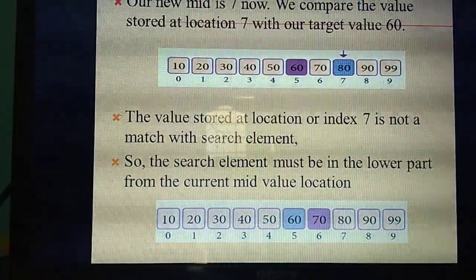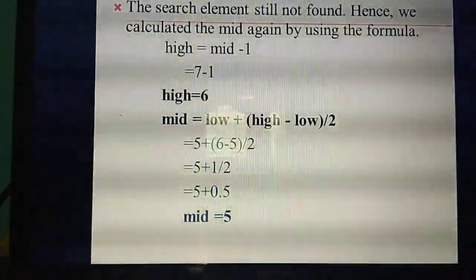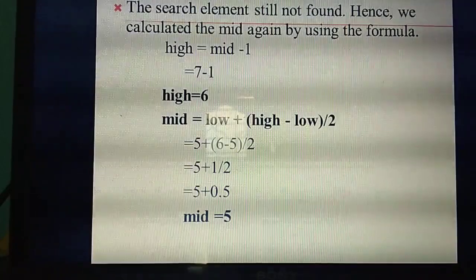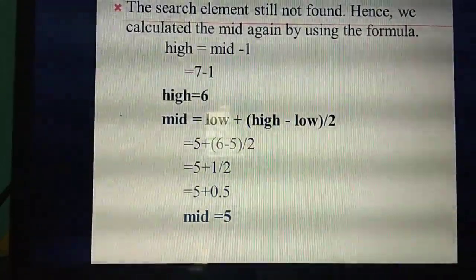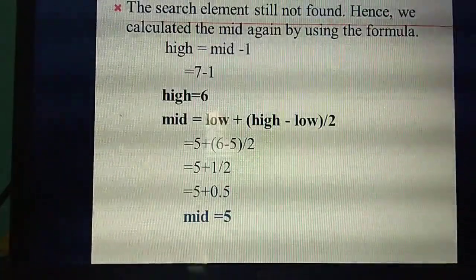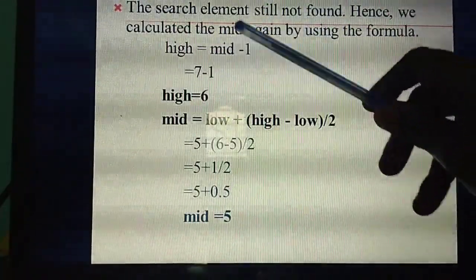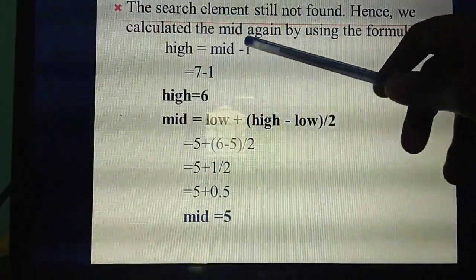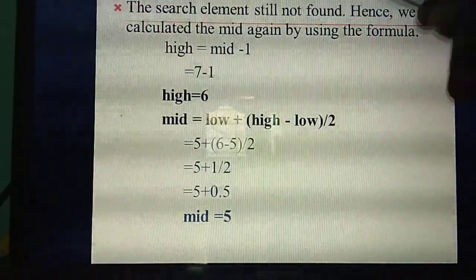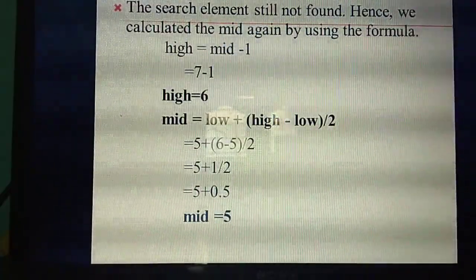Understand? Listen. If the search element is greater, then in the place of low you change the formula: low equals mid plus 1. But if the search is on the left side, that is, smaller, which one do you need to change? High equals mid minus 1. In that formula you are changing the highest value to mid minus 1. When it is greater, in the place of low you change to mid plus 1. But here you change high equal to mid minus 1.